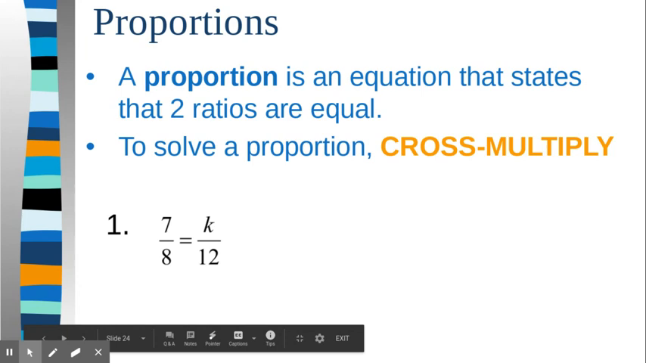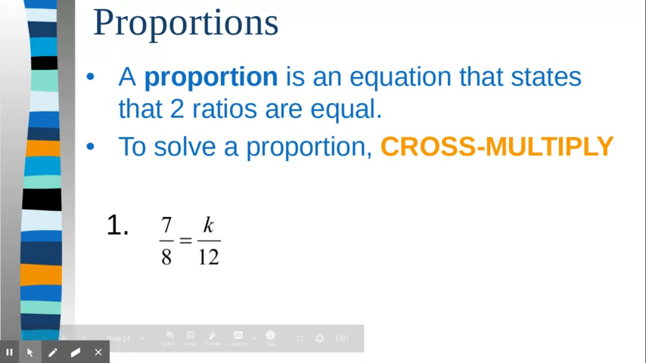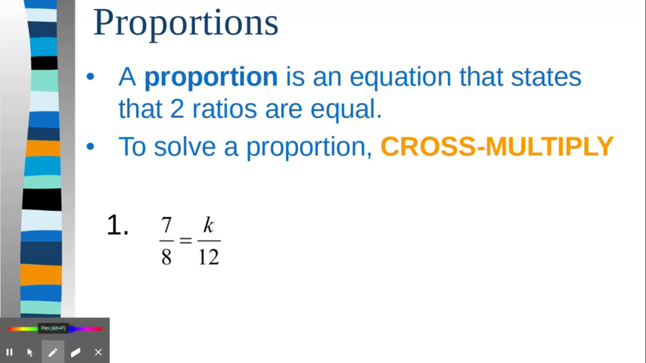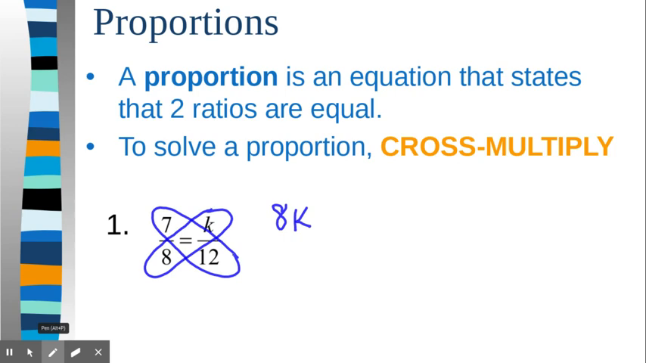A proportion takes two ratios and sets them equal to one another. So in this first example, you can see 7/8 equal to k over 12. To solve them, we do cross multiplication. So what that means is we're going to multiply the k times the 8. That'll give us 8k. And then we'll multiply the 7 by the 12.